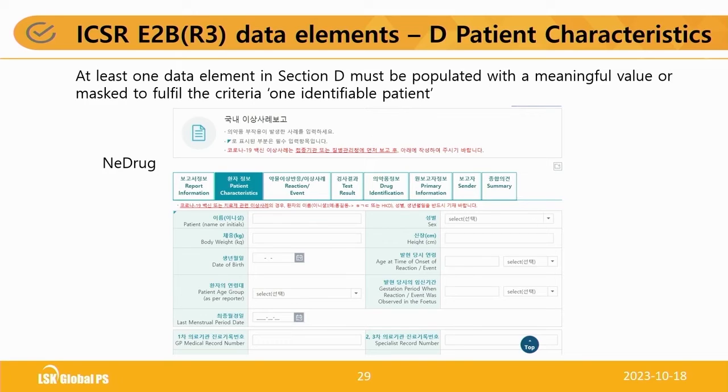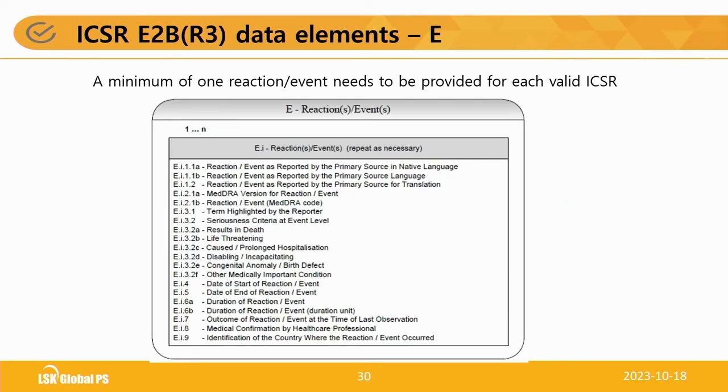In Korea, any drug is built according to E2B R3. Not sure if you can see the text here, but if there's a green triangle in the left-hand upper corner, this is essential information. So the name or the initial is the essential one. If this is filled out, then we can move on to the next page. So that is for section D.